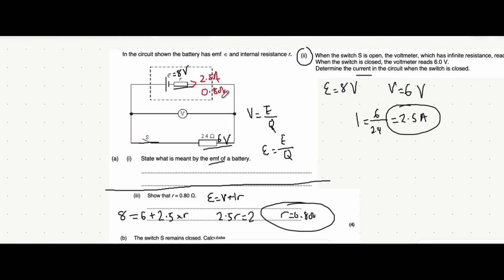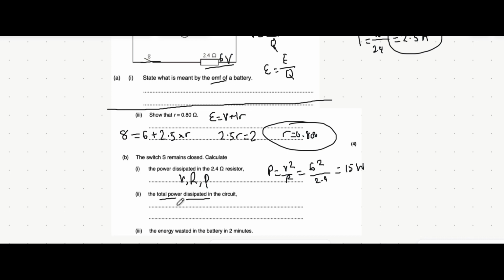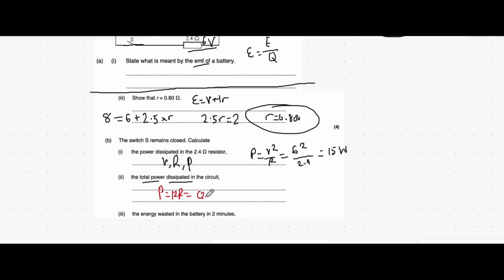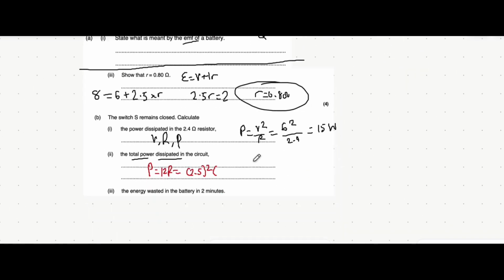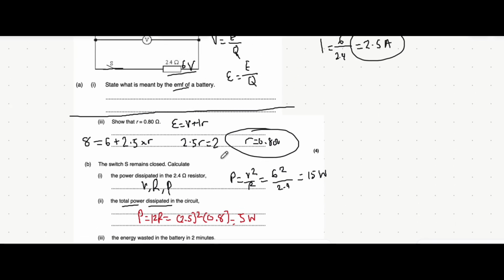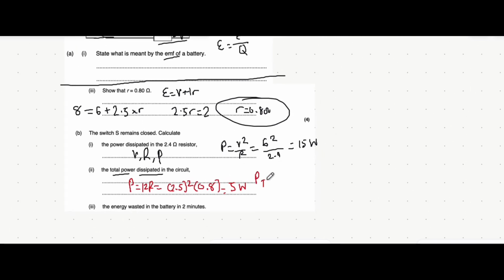How can we use current and resistance to find power? Power is equal to I squared R. So that's the current of 2.5 all squared multiplied by the resistance, which is 0.8. That will give you a value of around 5 watts. If you add that onto the power wasted due to this resistor, we say PT for total power is 15 watts plus 5 watts, which is equal to 20 watts. And that's the answer to part 2 of this question.